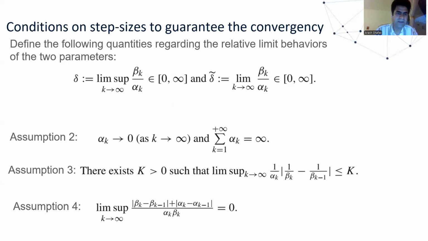In the next slide, we have some critical assumptions over the step size. These assumptions guarantee the convergence of the sequence generated by the algorithm, and also later the rate of convergence. Assumption 2 is that alpha k goes to 0, and the summation of alpha k is infinite. For assumption 3, you can see here the limit superior of 1 over alpha times this absolute difference should be bounded, and the limit superior of this fraction should be 0.